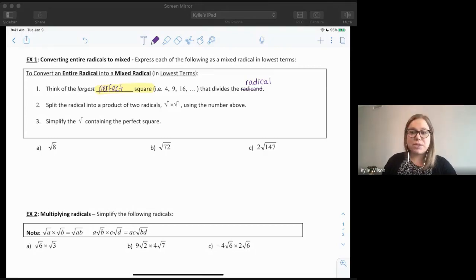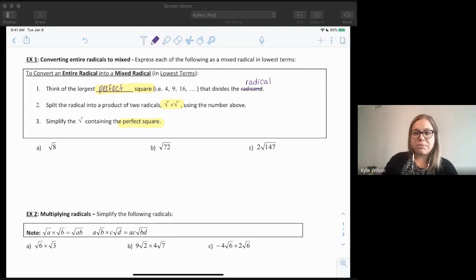So some examples of perfect squares are 4, 9, 16, anything that if I were to square root them, I would get a nice whole number. Then I'm going to split the radical into the product of two radicals, and I'll show you what I mean by this with an example in a moment. And then we'll simplify the one that contains the perfect square. So I think the easiest way to do this is to go through some examples.